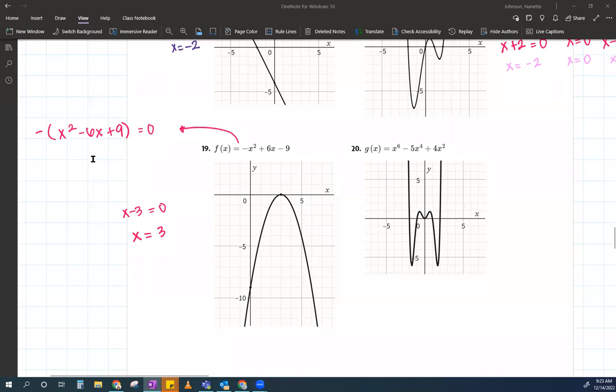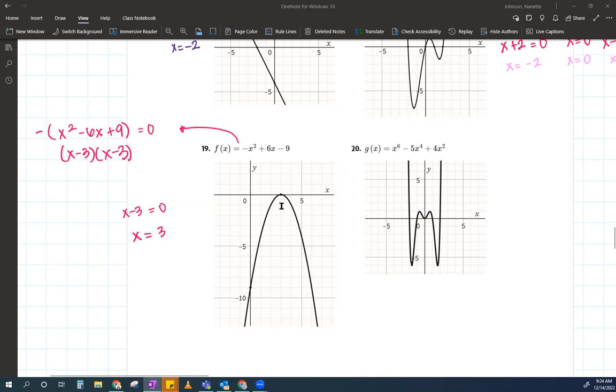Okay, so when I factor this x squared minus 6x plus 9, it turns into x minus 3 and x minus 3, right? So do you see how you have x minus 3 twice? So therefore 3 is a root, and we in math land say this is a root of multiplicity 2 because it's coming in there twice.